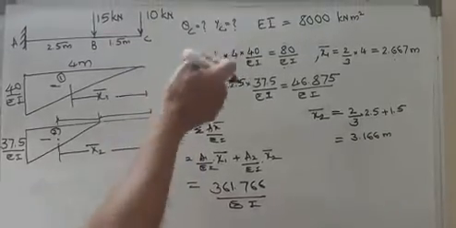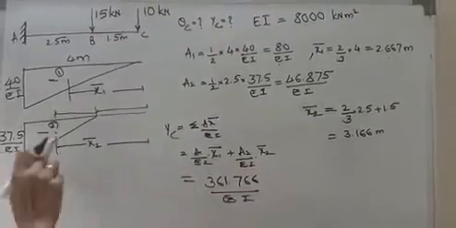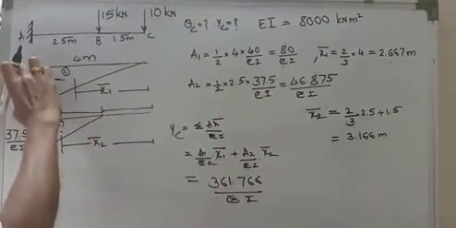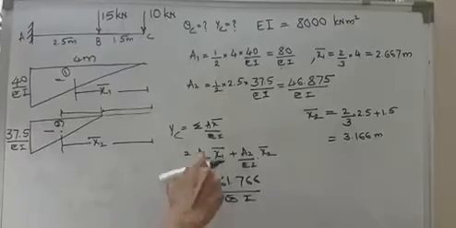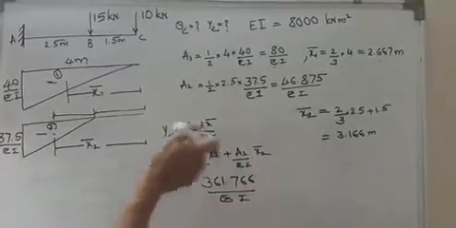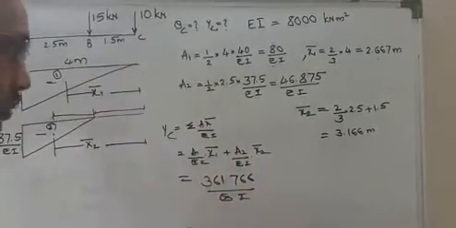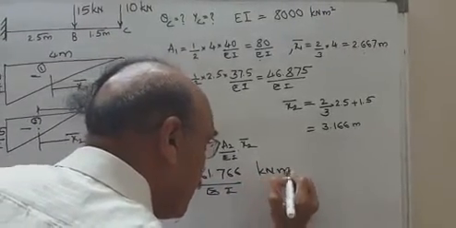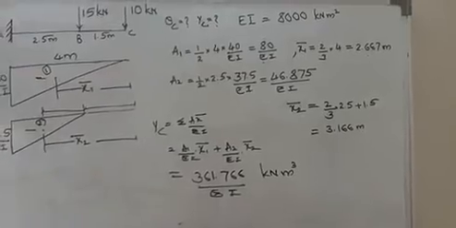So what is the unit of 361.766? Earlier it was A by EI, it was kilonewton meter square. Now area is base into height. Base is in meter, height is in kilonewton meter, so it is kilonewton meter square. Now again multiplying by one more X2 bar, which is meter, kilonewton meter square into meter will be kilonewton meter cube.